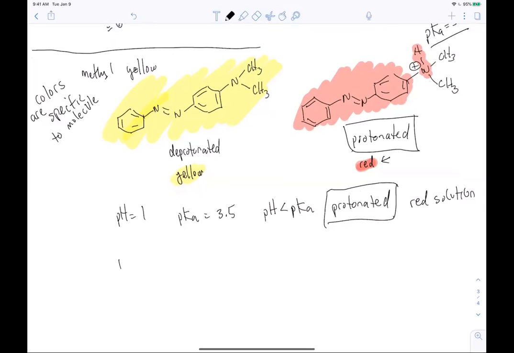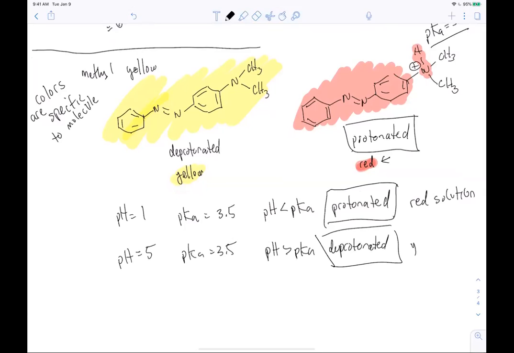Okay, for pH equal to, let's say, 5, our pKa doesn't change because that's a property of the acid. Now our pH is greater than the pKa, so it's going to be predominantly in a deprotonated form. And so you're going to expect the solution to be yellow.